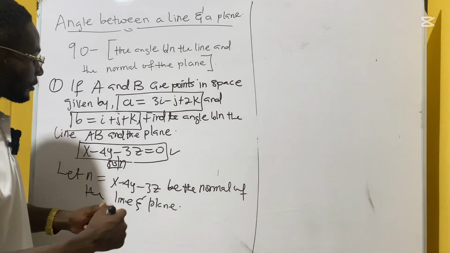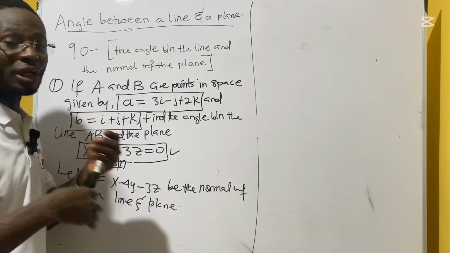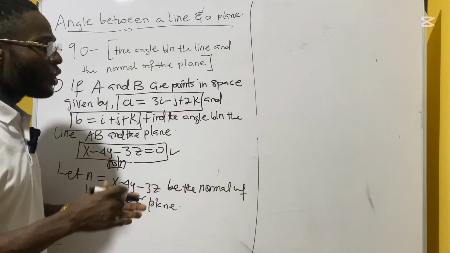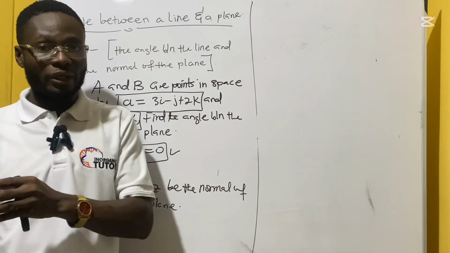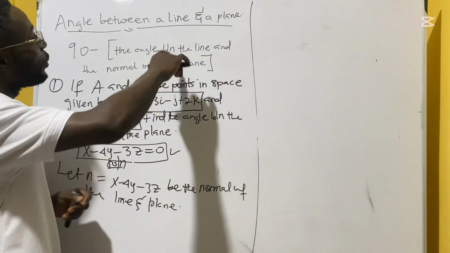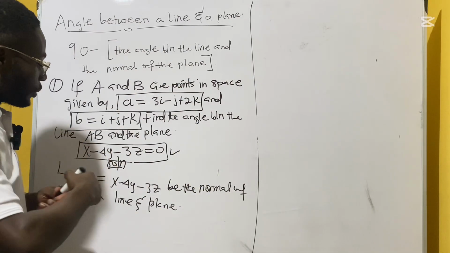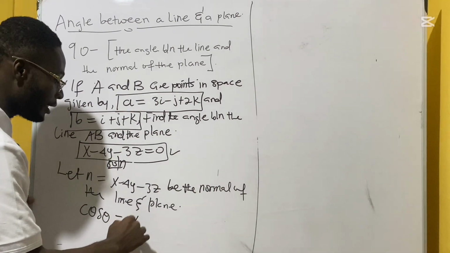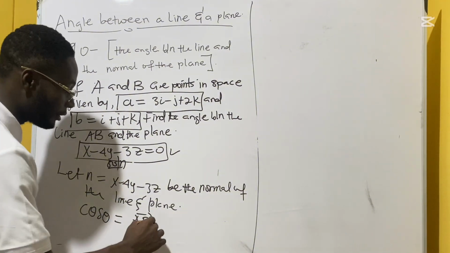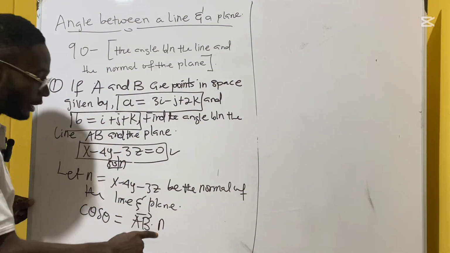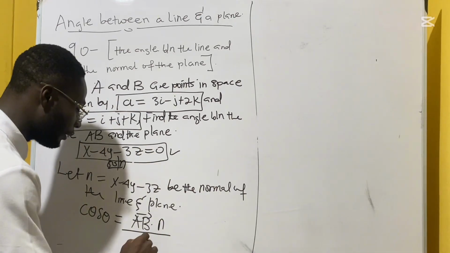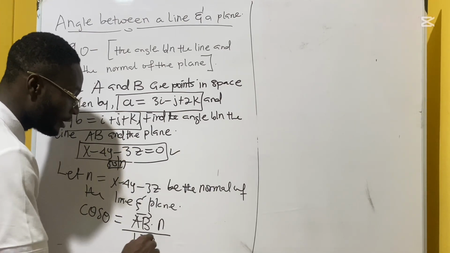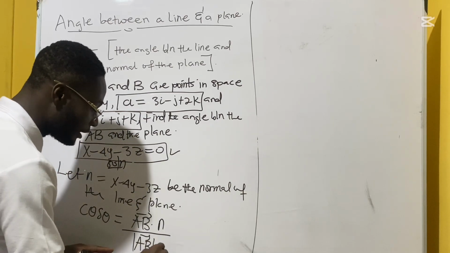Now we have to note what we are going to use. We are finding the angle between the line AB and the plane. Basically, it's just like the dot product or scalar product, but this time they have introduced a line. So here, the formula that we are going to use is cos theta equals position vector AB dot the normal, over the magnitude of position vector AB times the magnitude of the normal.